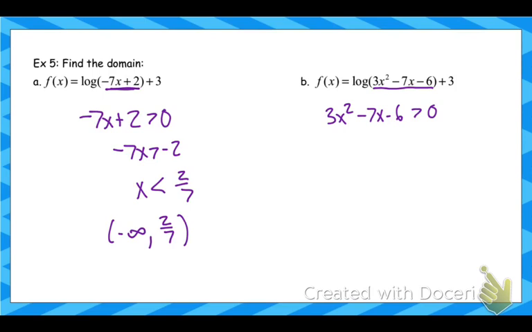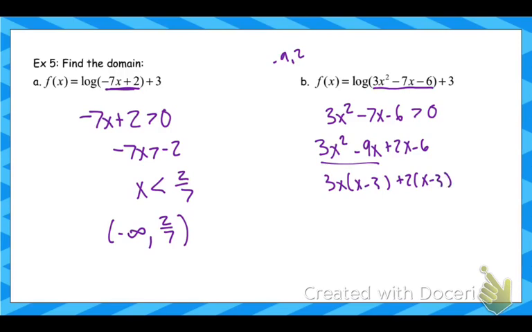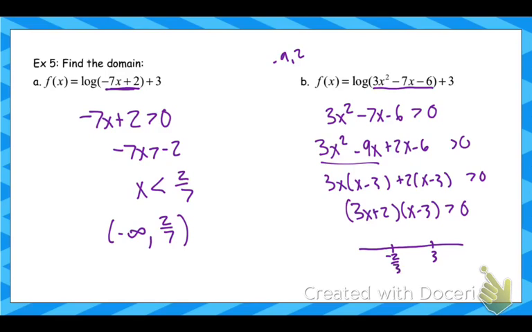So what we did first was we factored. To factor this, I need to figure out what multiplies to a negative 18 and adds to negative 7. Well, those numbers are negative 9 and 2. So I'm going to split my middle into those two numbers. I'm going to do my grouping. And then I find my zeros. So my zeros are 3 and negative 2/3.